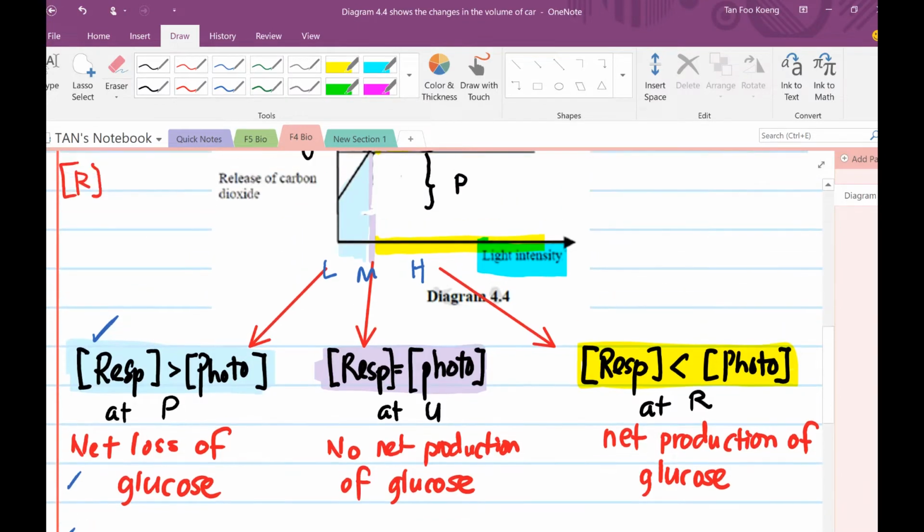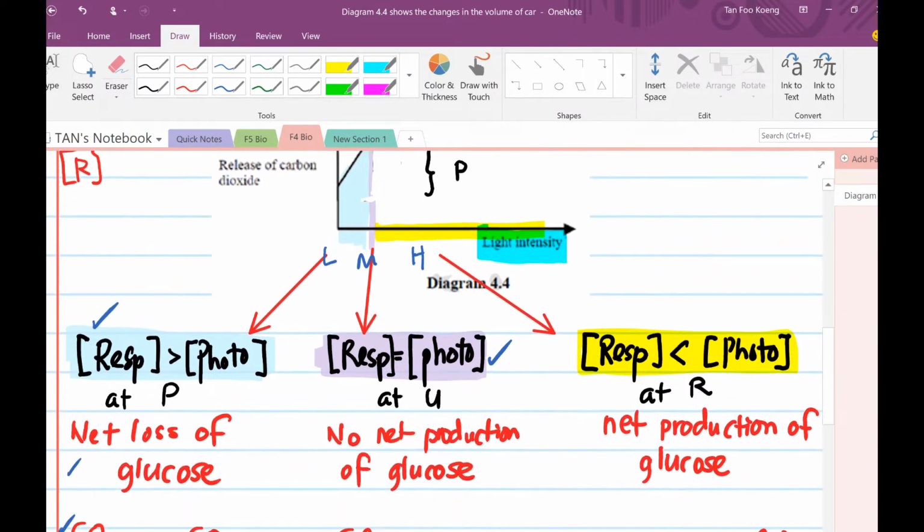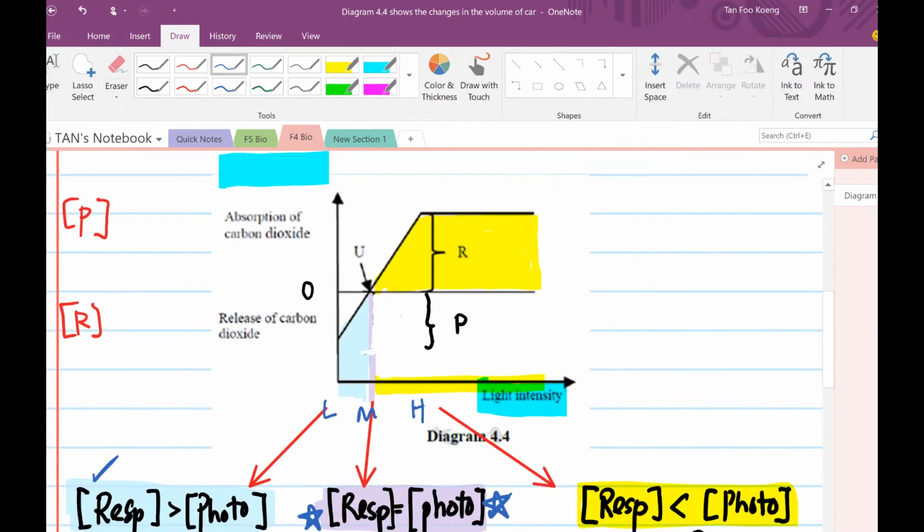Now, what happens when the light intensity is sufficient so that the rate of photosynthesis is the same as the rate of respiration? At this point, which is at U, there is no net production of glucose, because the glucose produced during photosynthesis will be used up to produce energy during respiration. So the CO2 release is equal to the CO2 absorbed, as shown by this graph here. At U, the net CO2 release and absorption is actually zero. There is no net absorption or release of CO2.